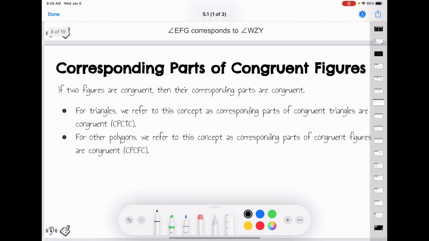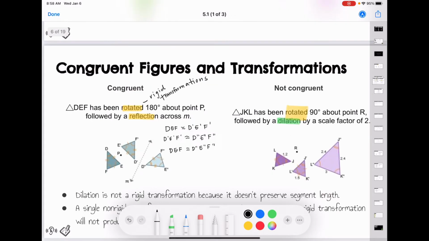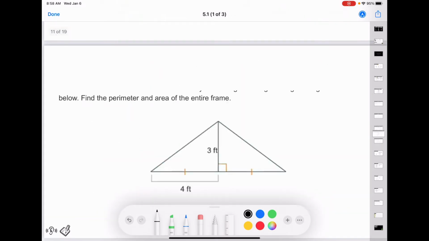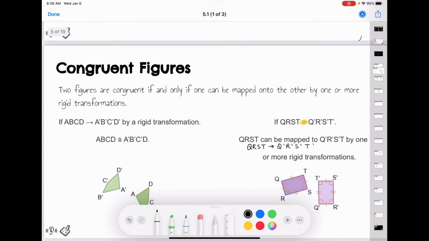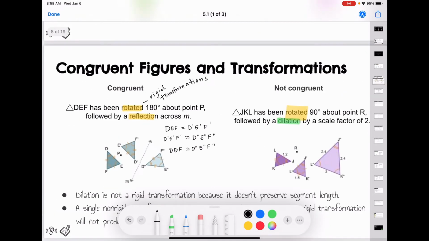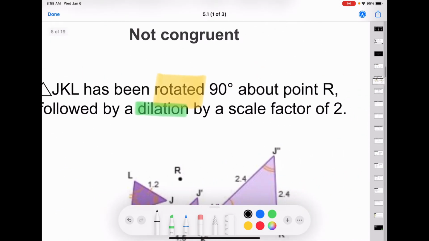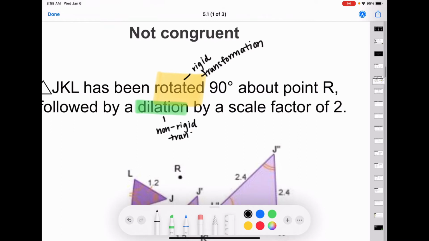So here we do, in fact, have one rigid transformation followed by a non-rigid transformation. So we know that we only have 3 types of rigid transformation, which a dilation is not part of.